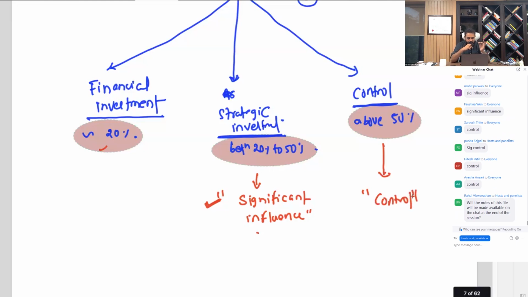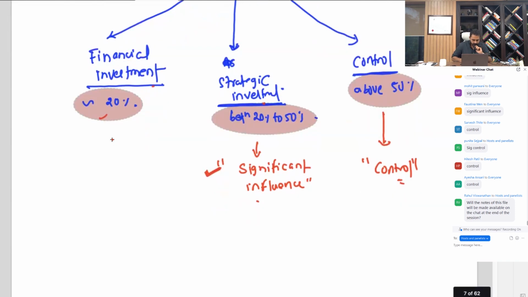If you want to scribble, it's okay to scribble. You can write specific areas on your post-its or sticky notes, if you have any, so that you can put them on your wall. But this PDF I will be sharing with you, so don't worry about that. All right, so financial investment, strategic investment, and control.